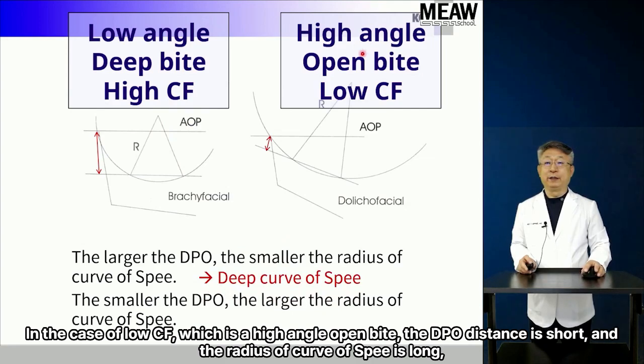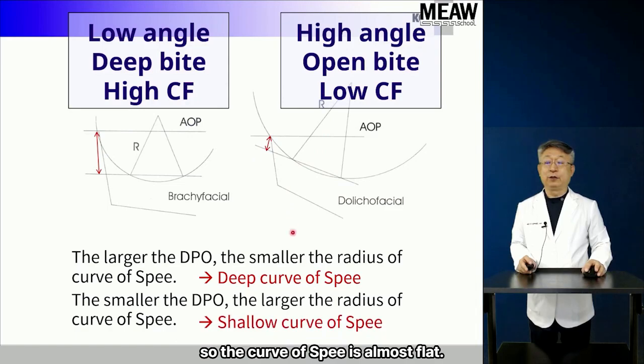In the case of low CF, which is a high-angle open bite, the DPO distance is short, and the radius of the curve of Spee is long. So the curve of Spee is almost flat.